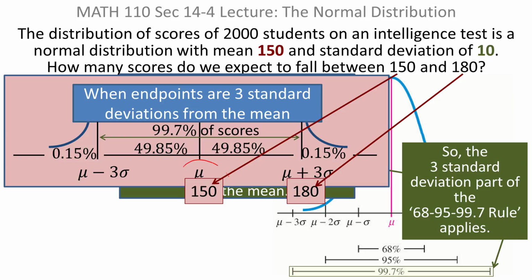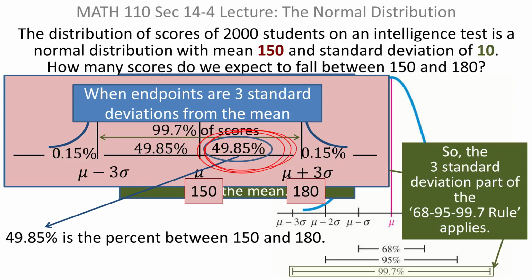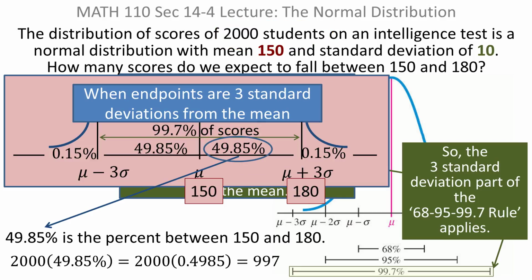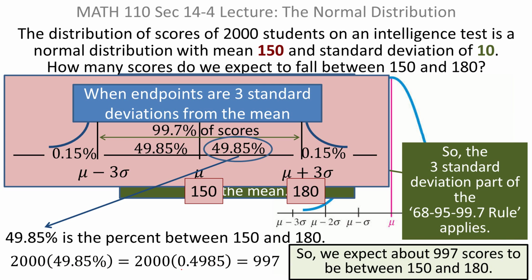We know the mean is 150. 180 is 30 units to the right of the mean. So we're looking for the number in between, which is 49.85%. So 49.85% of the values should be between 150 and 180. But this time we're working with 2,000 student scores. So we take 2,000 times 49.85%, change the 49.85% to a decimal, multiply by 2,000, and you'll come up with 997. So we expect about 997 scores to be between 150 and 180.